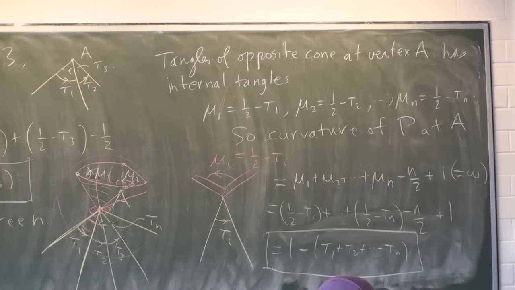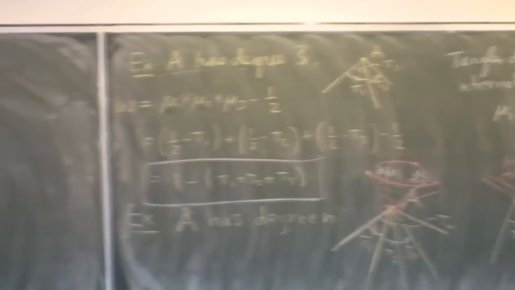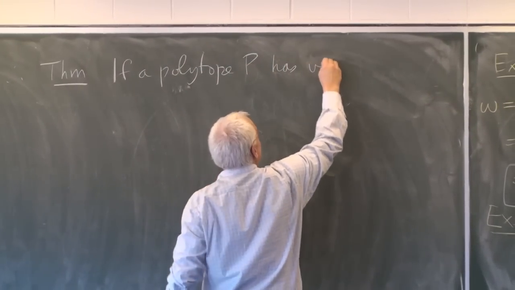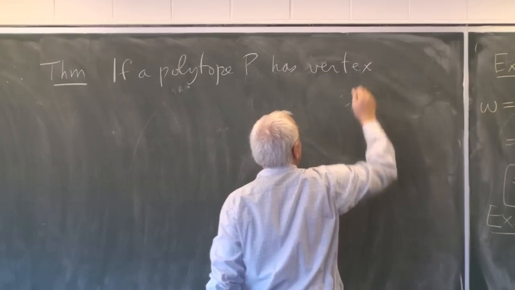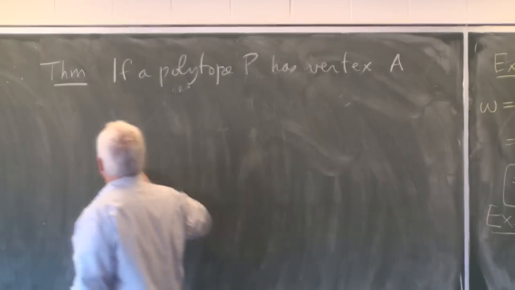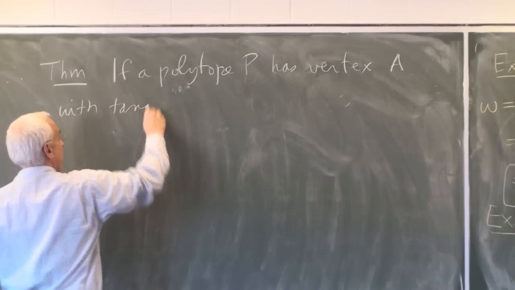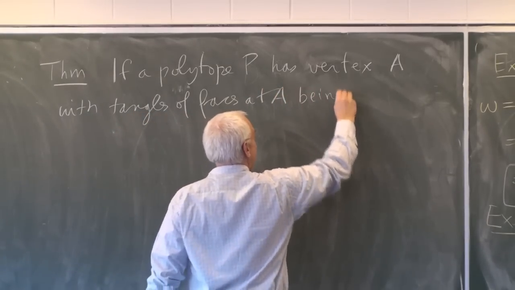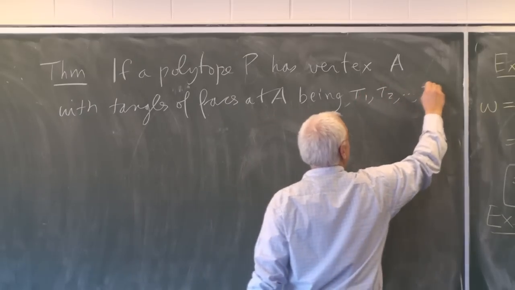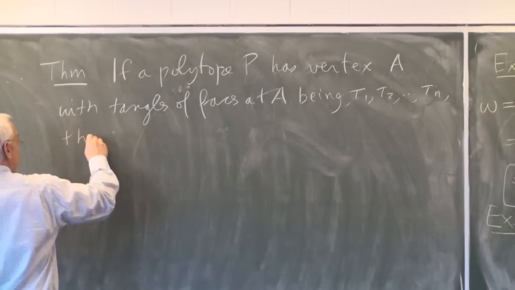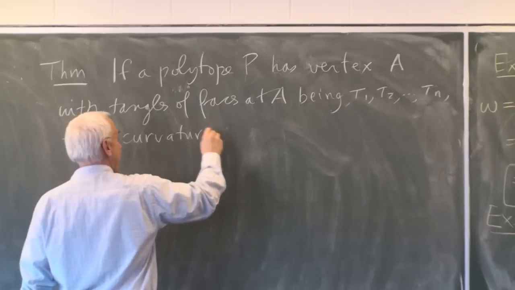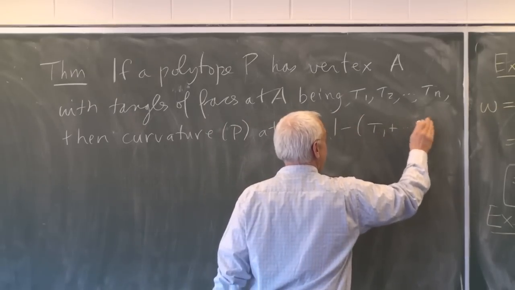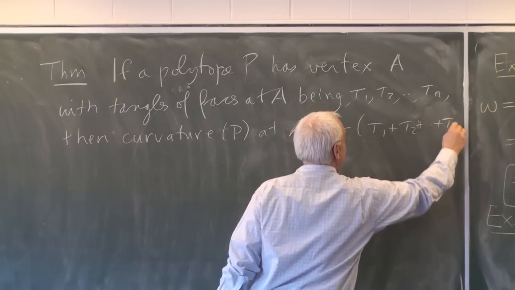All right, so let's state this in a theorem: if a polytope P has a vertex A with tangles of the faces at A being tau 1, tau 2, up to tau n, then the curvature of P at A equals 1 minus tau 1 plus tau 2 plus tau n.